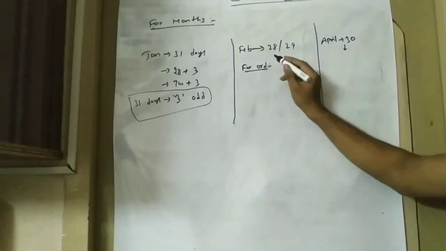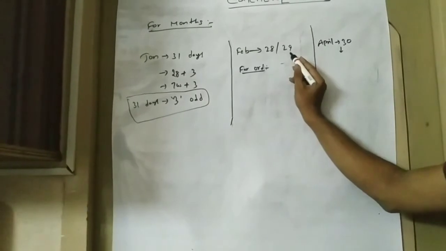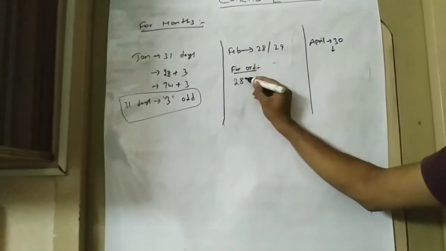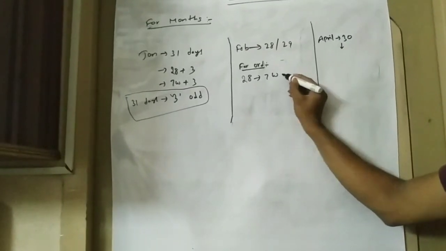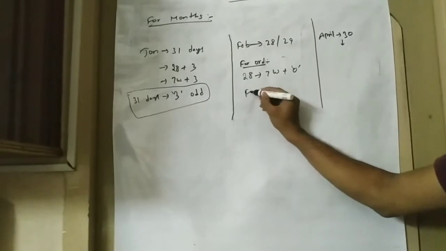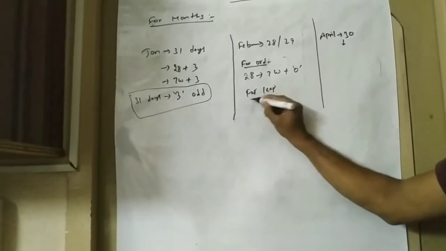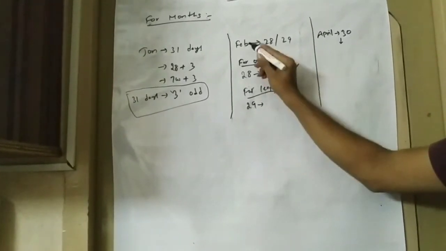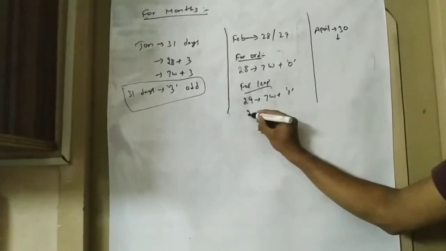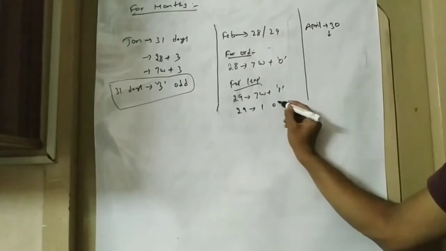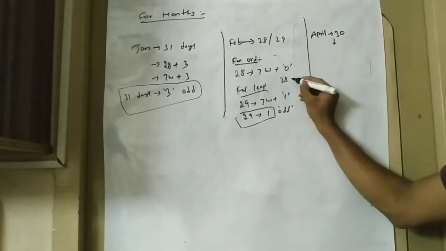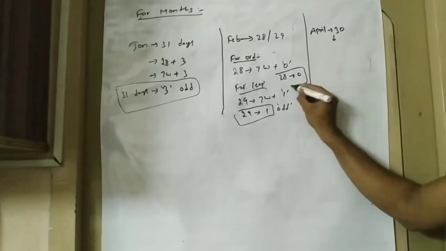And if the month has 28 or 29 days, that is February: for an ordinary year, there will be 28 days. So this can be written as 7 weeks, that is 0 odd days. And for a leap year, there will be 29 days for February. So 7 weeks plus 1 odd day. So for 29 days, there will be 1 odd day, and for 28 days, there will be 0 odd days.